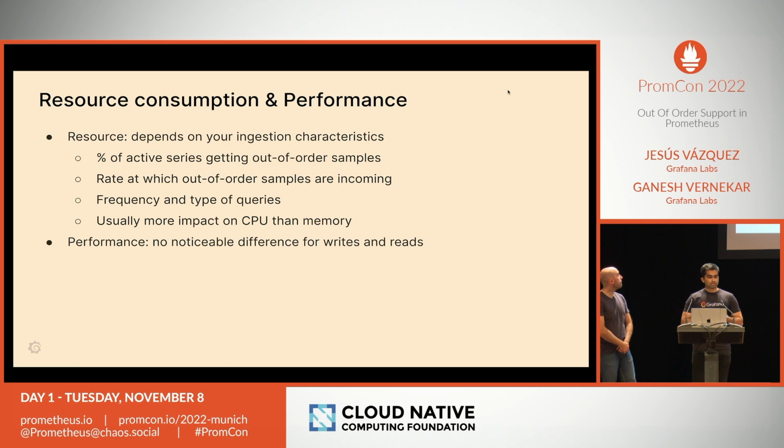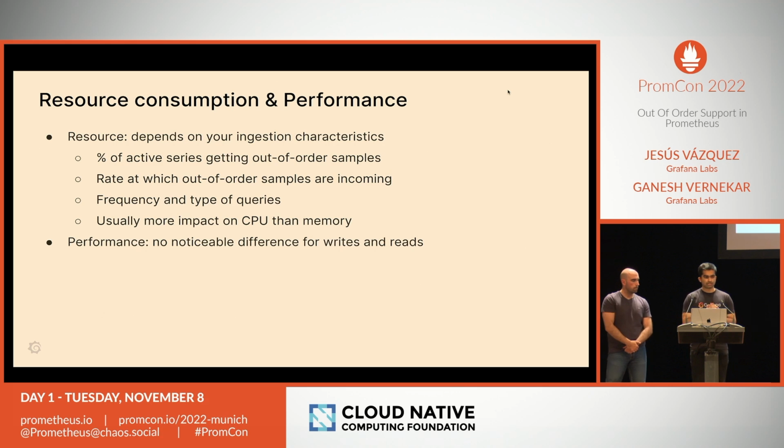Now let's talk about how much resource it's going to take you to run this. It depends a lot on how your out-of-order data is incoming. For example, it depends on the percentage of your active time series that are getting out-of-order data, because there is some initial overhead to getting an out-of-order sample. The out-of-order head chunk that Jesús talked about is only initialized if you get an out-of-order sample for that particular series. So if you have a big percentage of time series getting out-of-order samples, it can have a bit of memory overhead.